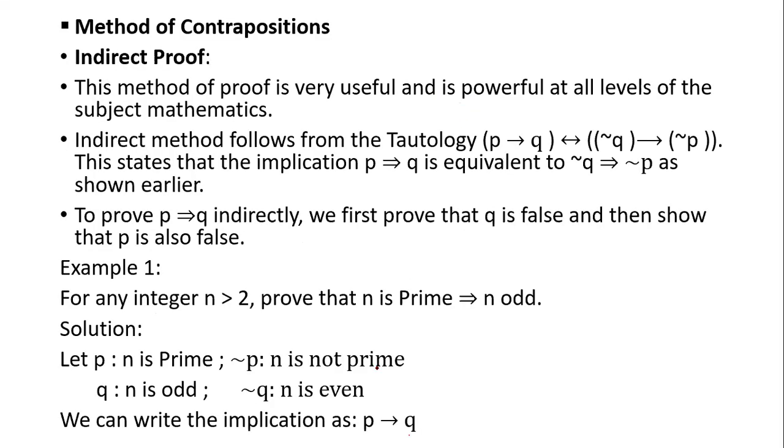Let's go back here. We are saying P is: n is a prime number, so not P is: n is not a prime number. Now Q is: n is an odd number, and not Q is: n is an even number. And we are now going to prove this one. If we prove not Q, it means Q is false, and so on and so forth.